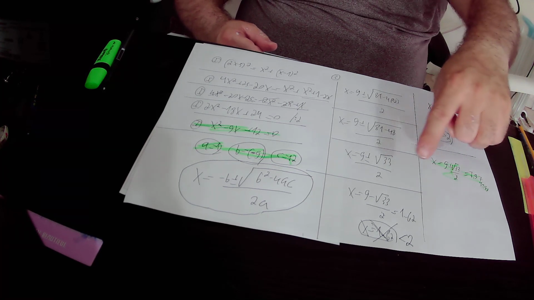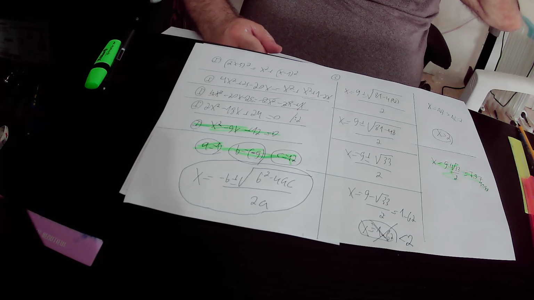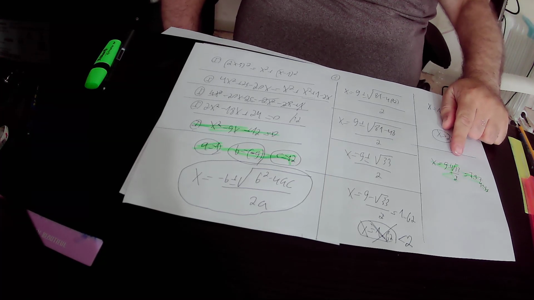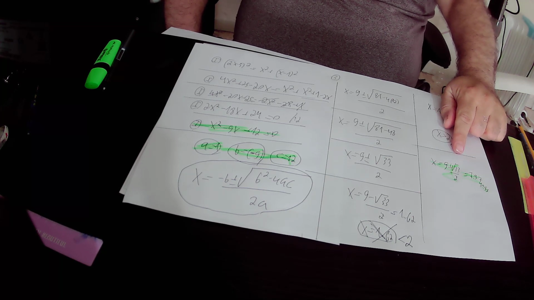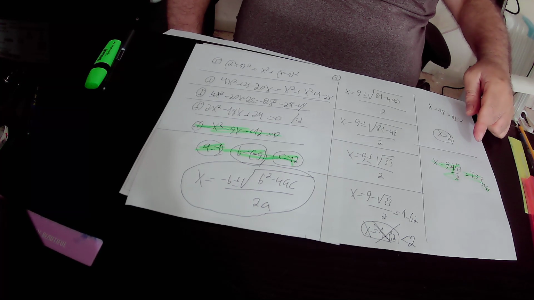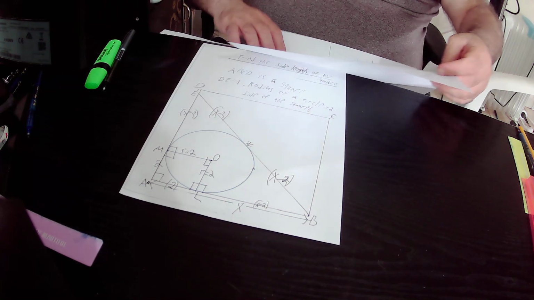So we cancel this solution and we are left only with the second solution, that X equals 9 plus root of 33 over 2. This is the answer to the question, or in terms of numbers it is equal to 7.37 units. So we finish with the first question.